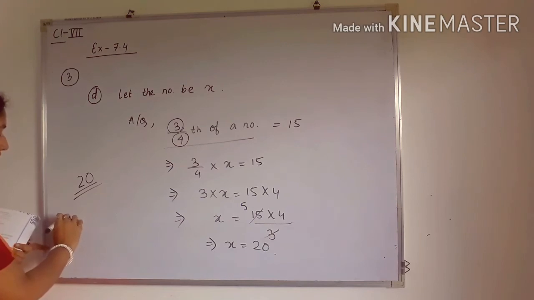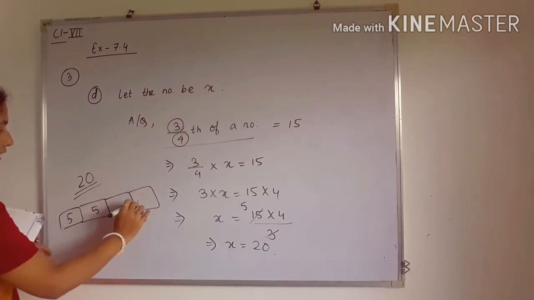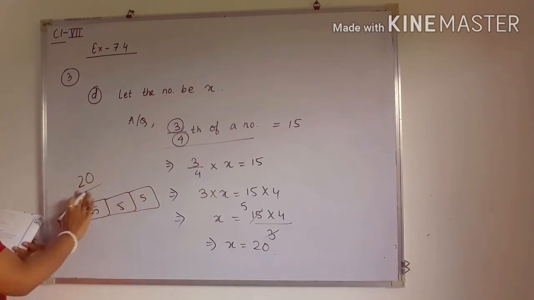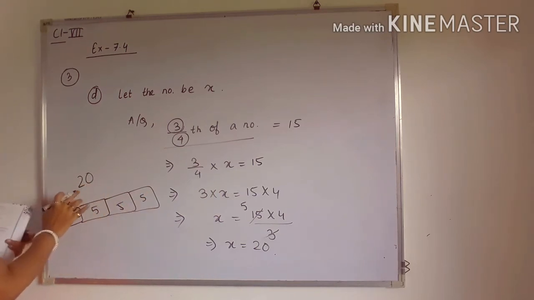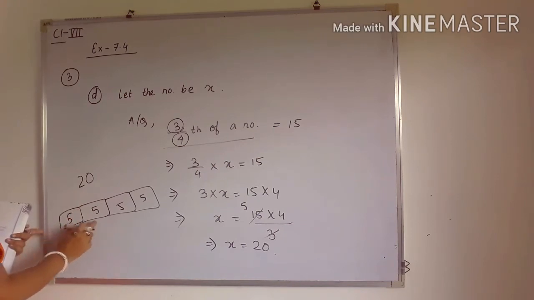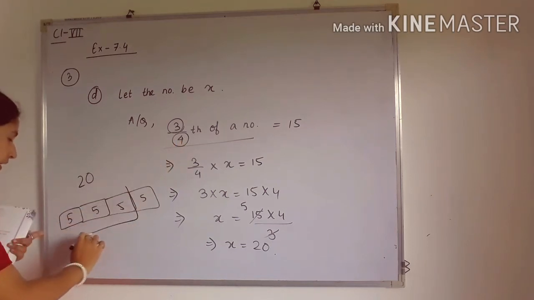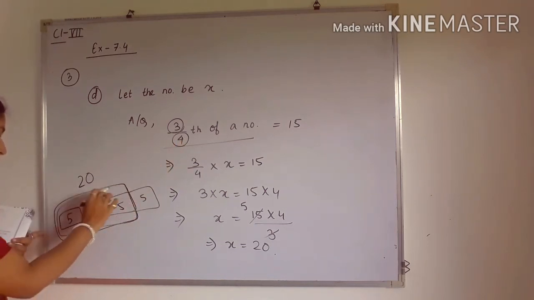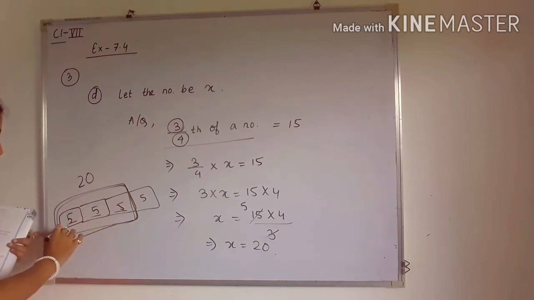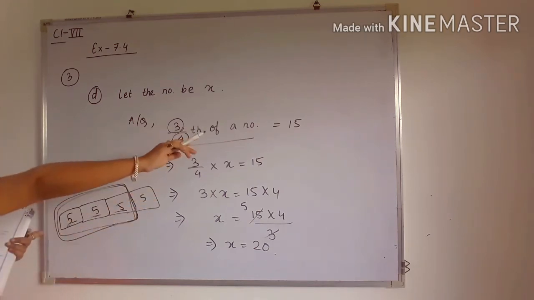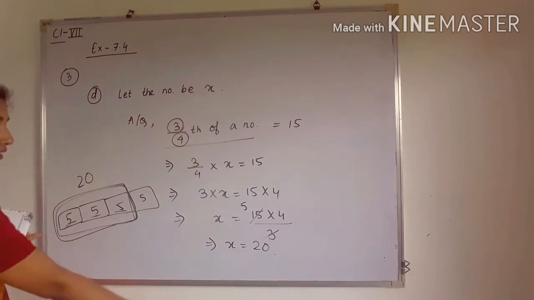See, I have divided 20 into how many parts? Into 4 equal parts. 20 is the number that will be divided into 4 equal parts, and out of the 4 equal parts, the 3 parts are equal to what? The sum of 3 parts will be what? 15. Yes, that means our answer is right.